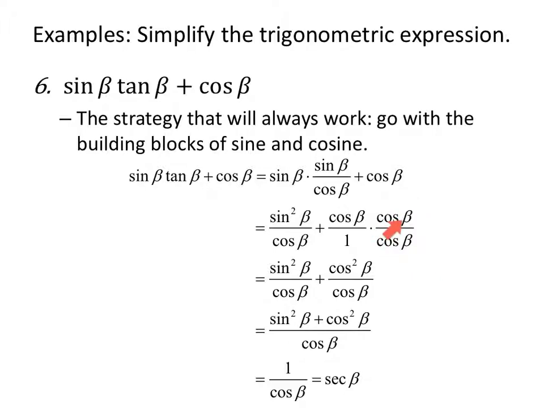If I want to add 2 fractions, I need a common denominator. Common denominator leads me to multiplying this fraction, cosine of beta over 1, by cosine beta over cosine beta, a form of 1. That gives me cosine squared beta over cosine beta. In finding a common denominator, what I've found is, hey, look at that. I have a Pythagorean identity. Once I have a common denominator, I add the numerators, keep the denominator. But I know sine squared beta plus cosine squared beta is 1. And I know that 1 over cosine beta is secant of beta. So I've taken this mess involving 3 trig functions, and I've simplified it down to secant of beta.